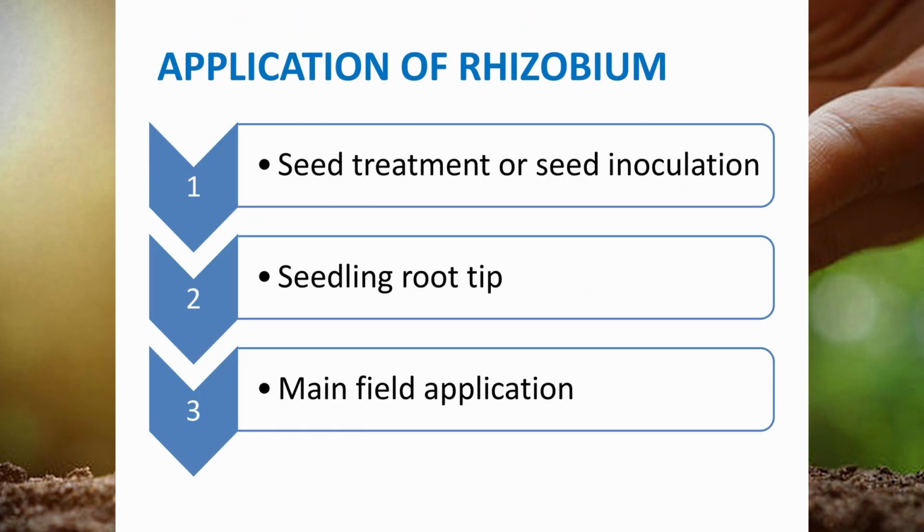These are all the six major steps involved in the mass production of rhizobium. Now application of rhizobium. There are three field applications of rhizobium. First one is seed treatment, second one is seedling root tip, and third one is direct field application.